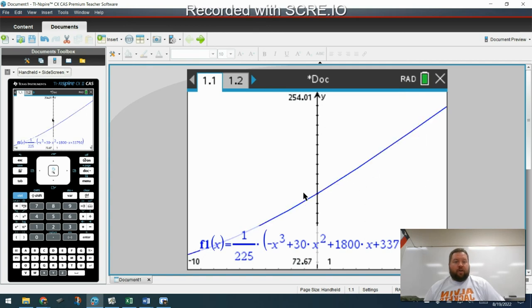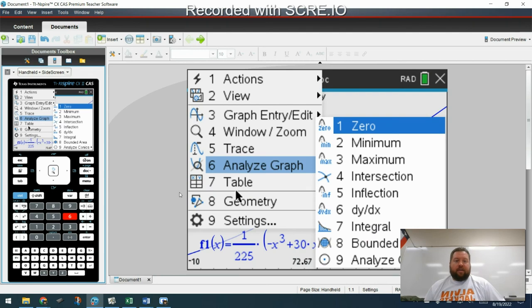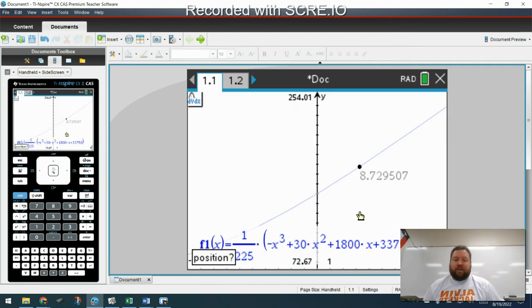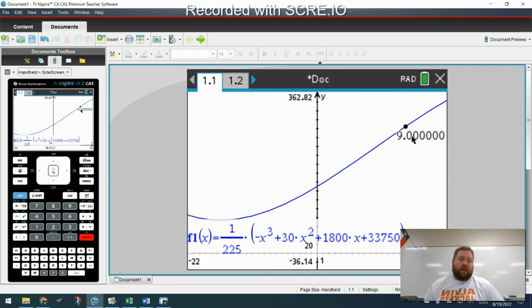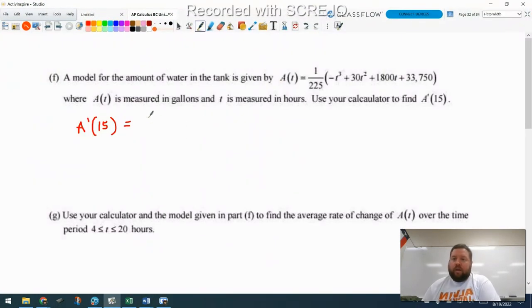You can also do this on the graph right here. If you go to Menu, Analyze Graph, and then dy over dx, that is another notation for derivative. So click that. It'll say position down here. So just type in 15, hit enter. There you go, 9.000. So this is equal to 9. And it's a derivative, so it's rate of change, which means we're in gallons per hour. And that's it. They don't say we have to explain our answer.